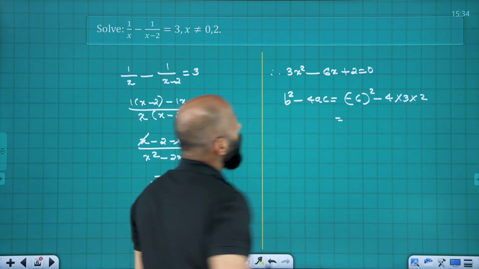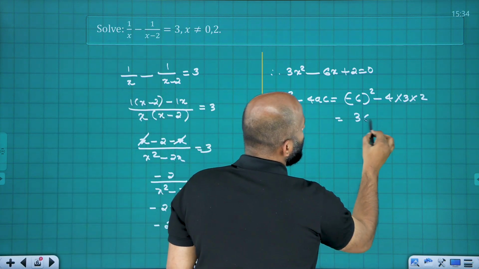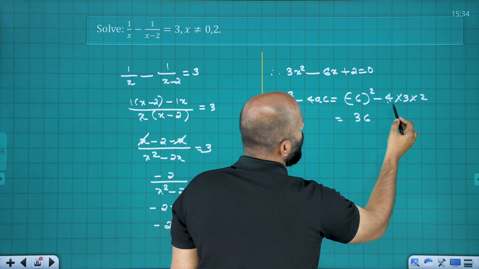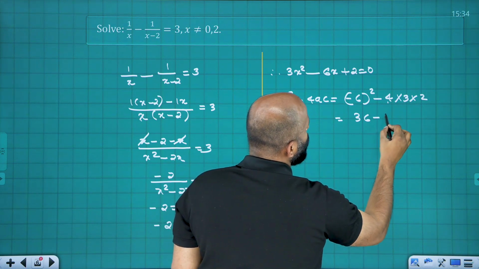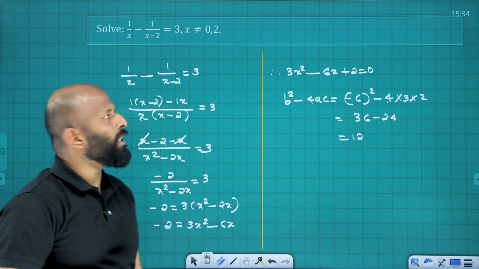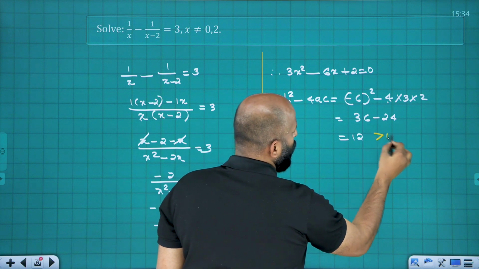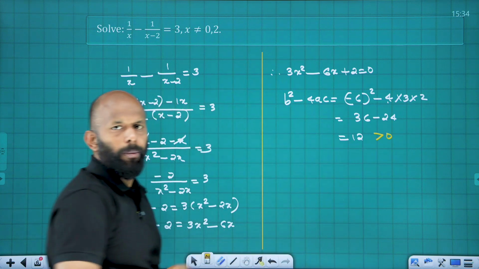So what will you get here? Minus 6 square will be 36. Then 4 3s are 12, 12 into 2 is 24. So here 36 minus 24, which is equal to 12, which is greater than 0. Two distinct real roots will be there.